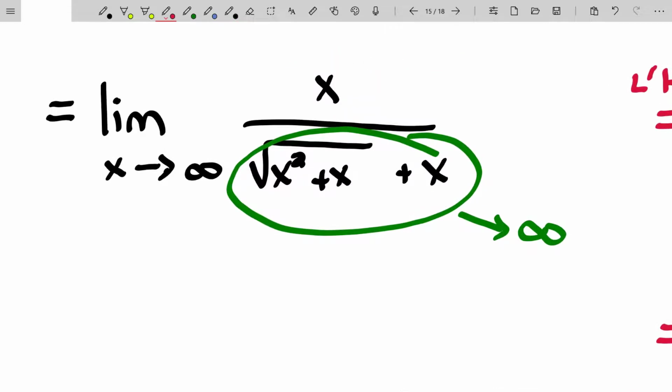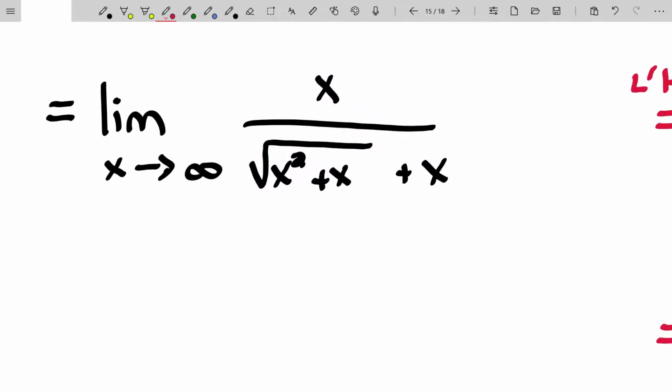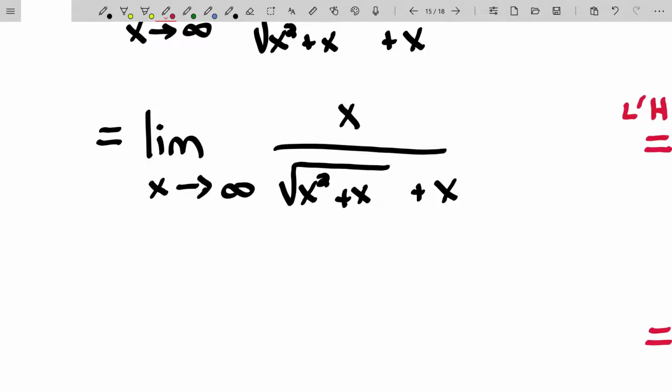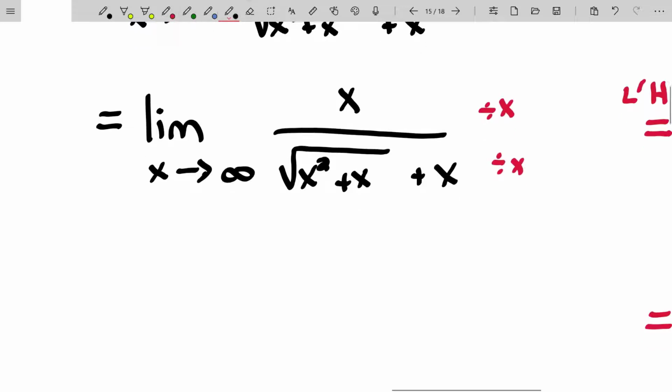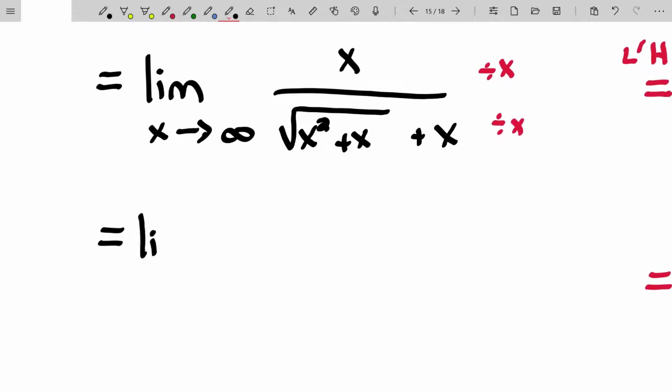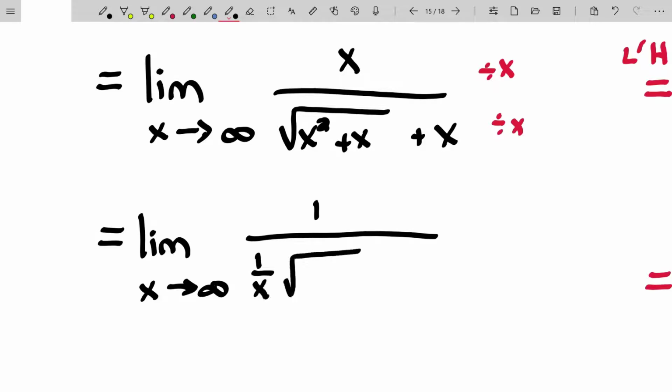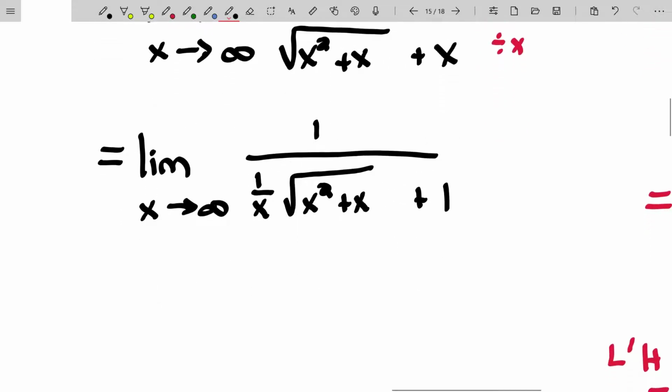So instead of relying upon L'Hopital's rule for this, you could just say, I'm going to divide both numerator and denominator by x. So if you divide top by x and divide bottom by x, you will get the following. This is equal to the limit as x goes to infinity of 1 over, I will write it this way, 1 over x root x squared plus x plus 1, because I divided that second term by x.